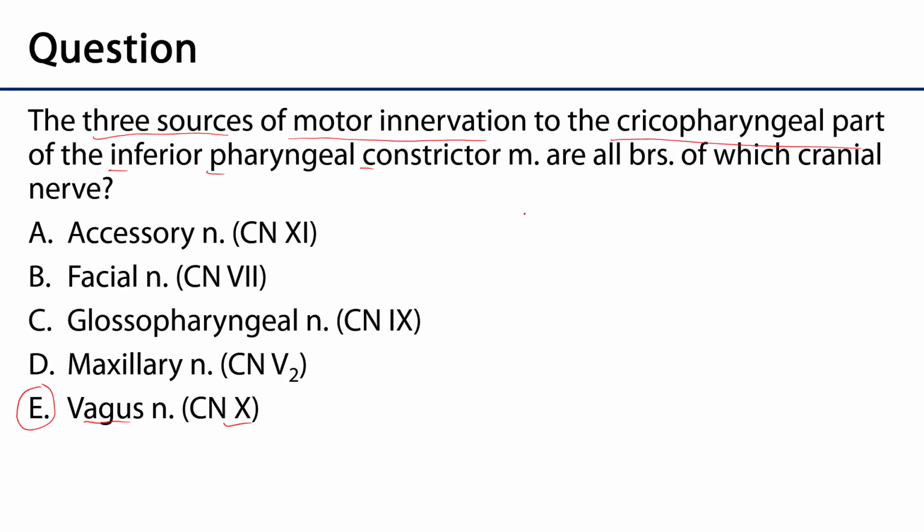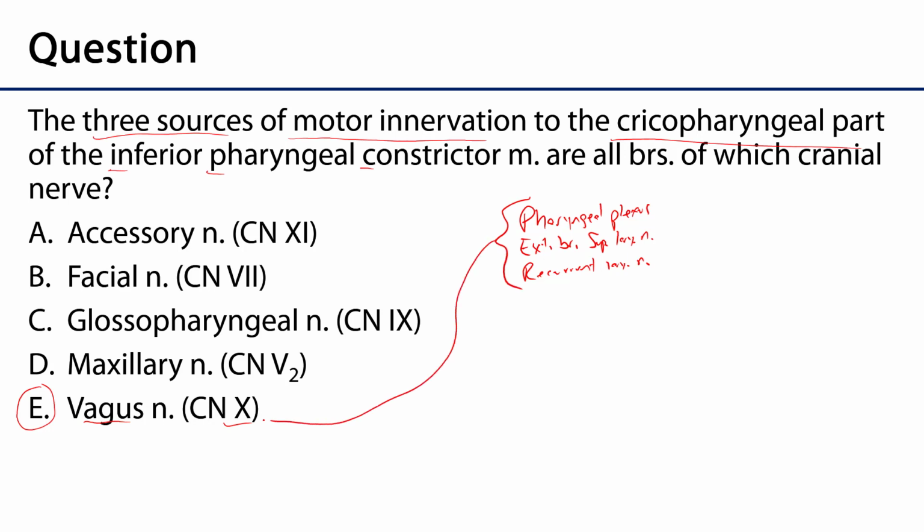Well, let's think about it. So we've got the pharyngeal plexus. We also have the external branch of the superior laryngeal nerve. And we also have the recurrent laryngeal nerve. All 3 of which are branches of, or are efferently served by, the vagus nerve.